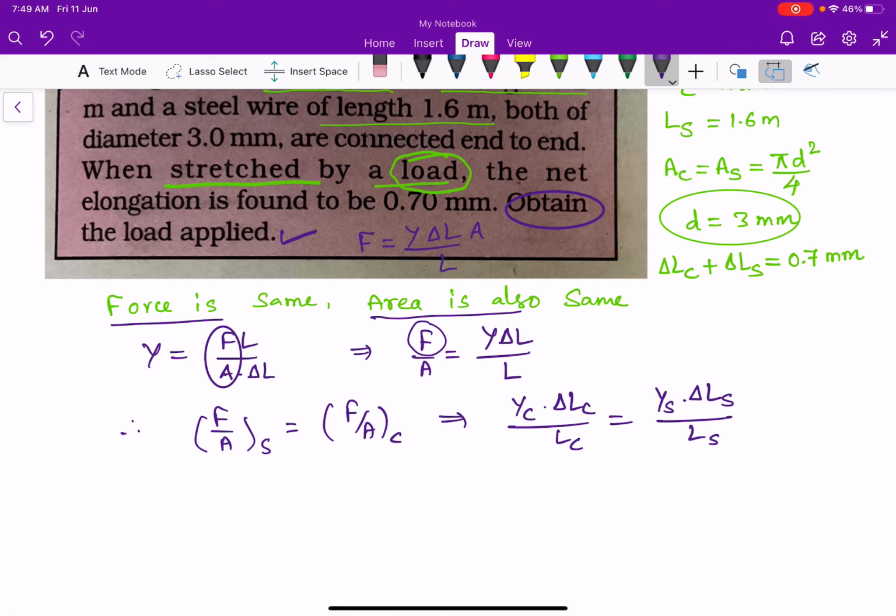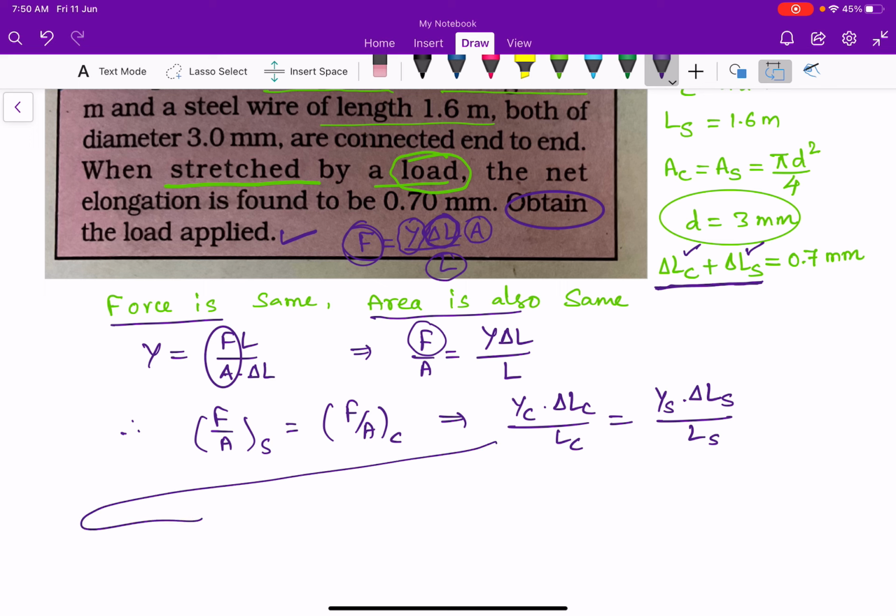Okay, Y = F·L / (A·ΔL), or ΔL = FL/(YA). We know Young's modulus of steel, and we know area, and we know length. What is not known is ΔL, which we need to find in order to find the force applied, the common force applied. It is given that the total elongation, ΔL in copper plus ΔL in steel, is equal to 0.7 mm. We need to find ΔLC and ΔLS. If you know ΔLC or ΔLS, we can find the force applied, right?